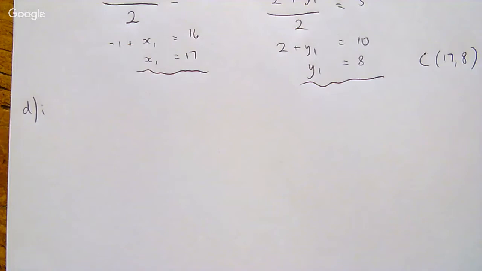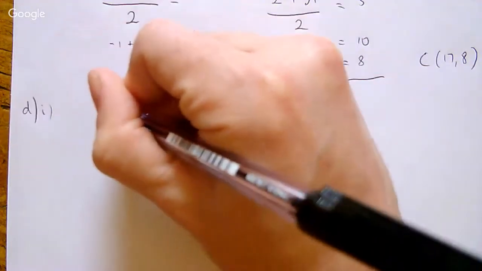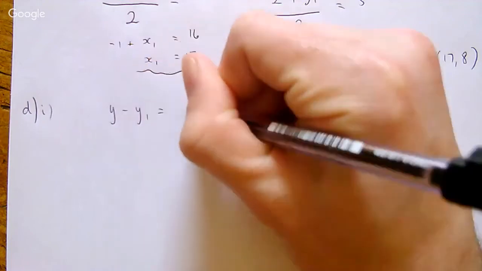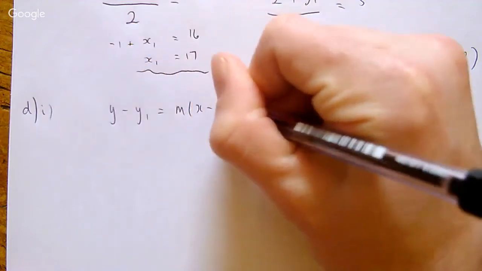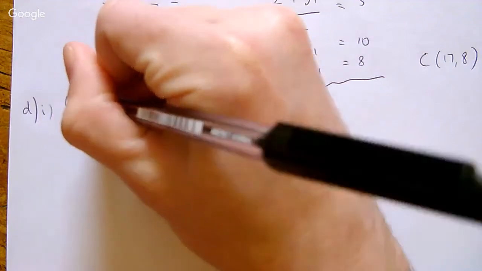And what am I going to start to fill in? It says write down the equation of L. Okay, so the first thing I can say is y minus y1 equals m(x minus x1), and that's for the equation of L. So I should have said that by here. Equation L.